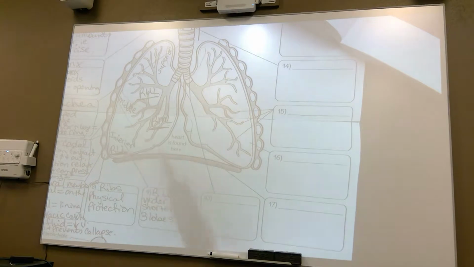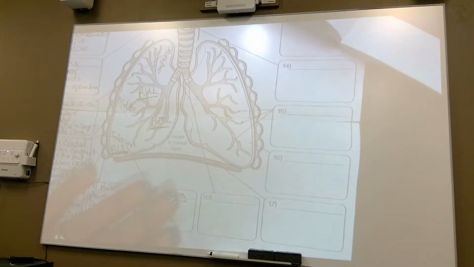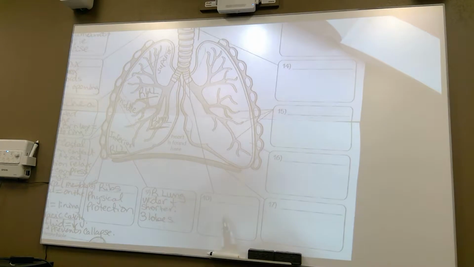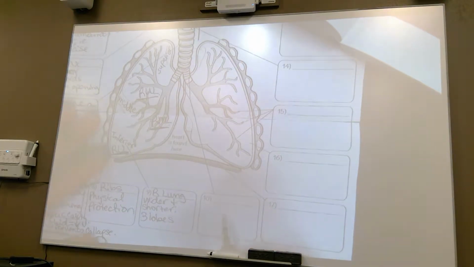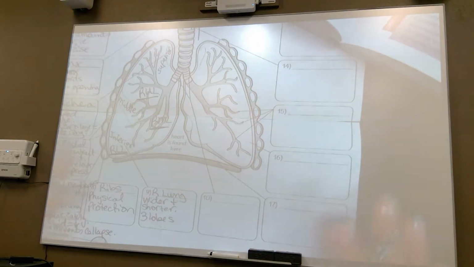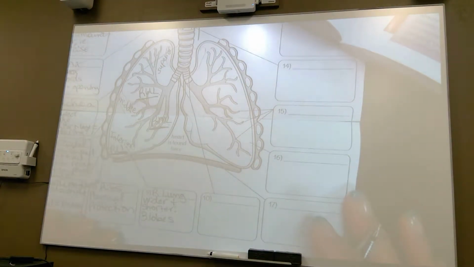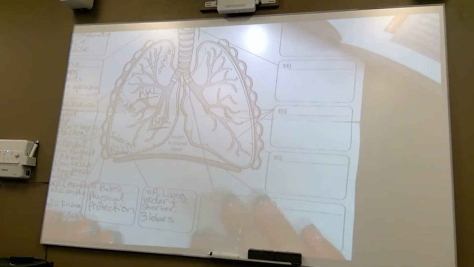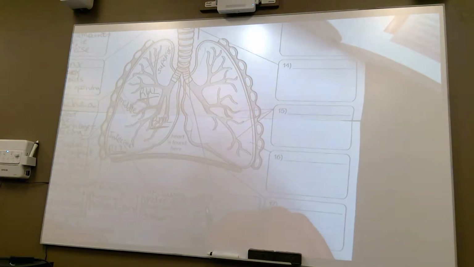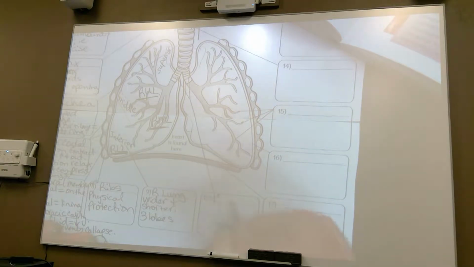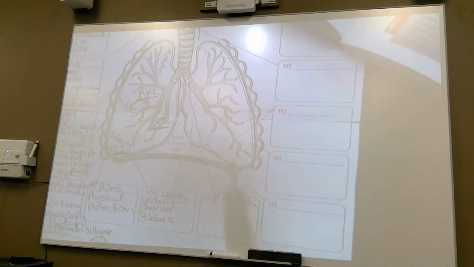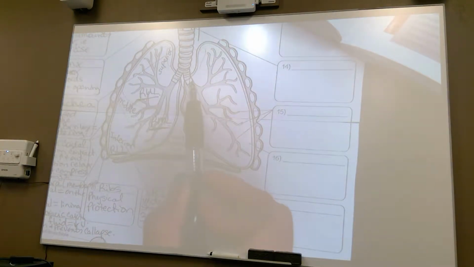Okay, so number 10 is looking at the bronchi themselves. So that's the big branches, and we're on page 340. So we'll look at the primary bronchi. You should have this one for labeling. Primary bronchi, that's just these two main branches.